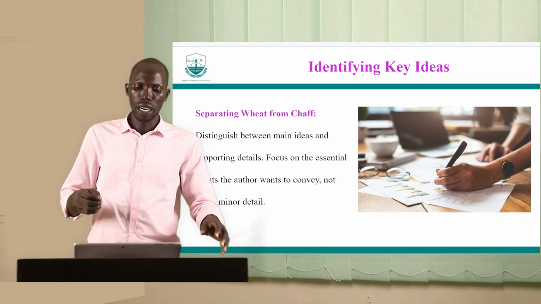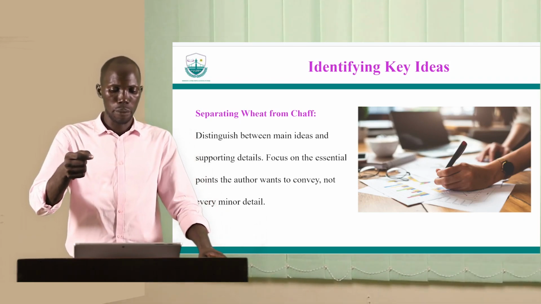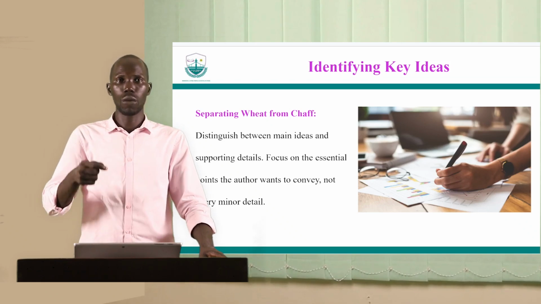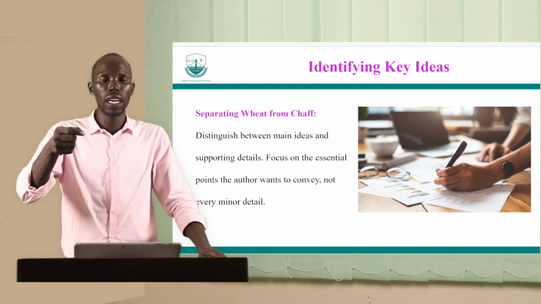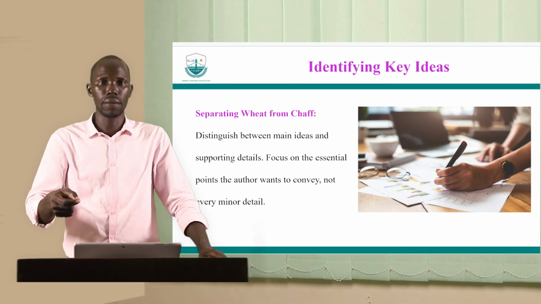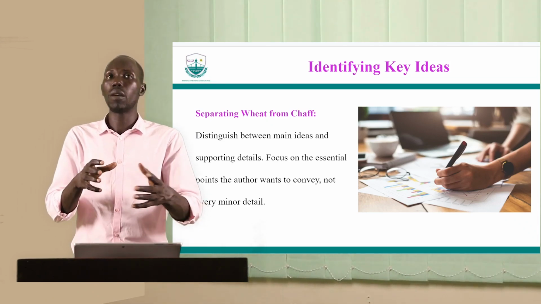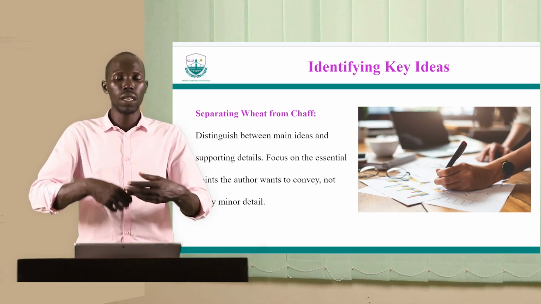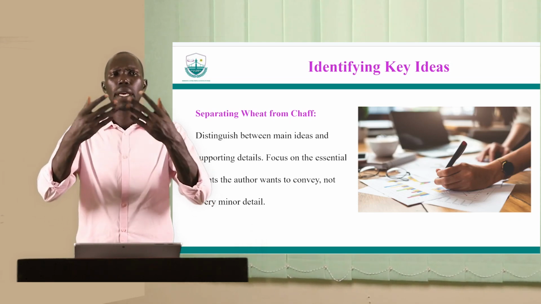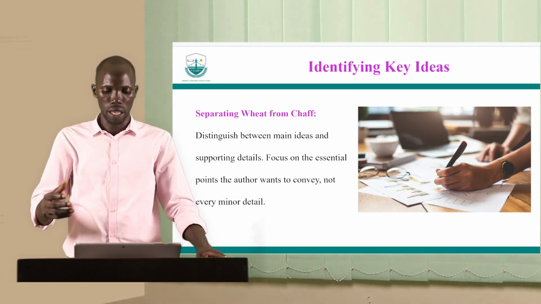You should focus on the essential points the author wants to convey. Which are the essential points that the author wants to convey in this writing? If you can figure out the essential points that the author wants to convey, it becomes easy for you in your writing to later paint a clear picture of the main point the author conveys.